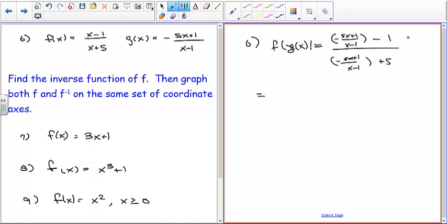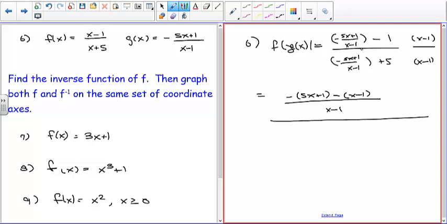So if you multiply the top by x minus 1 and the bottom by x minus 1, what will happen is you will get negative, so I'm going to put the negative sign with these, negative 5x plus 1 over x minus 1, and then this one will be negative x minus 1. So you take this times that, you get that, all divided by x minus 1. So that's combining these two terms into a common denominator.